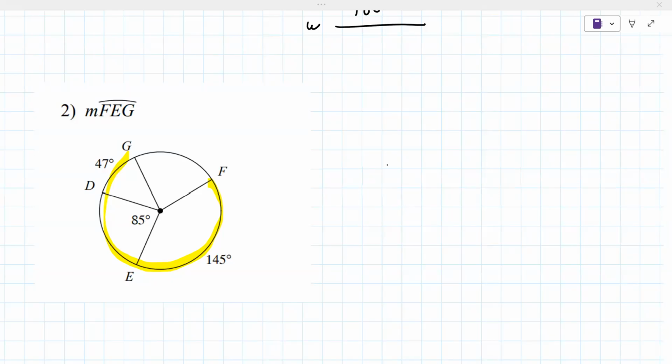Wait, you just want the answer to F to E to G? Yep, that's it. You don't have to find all the intermediate stuff. Just looking for the answer. That'd be 277. Yes.